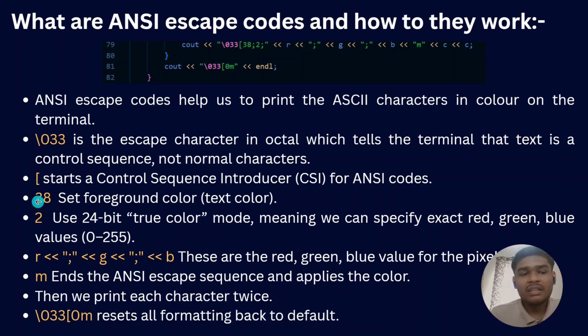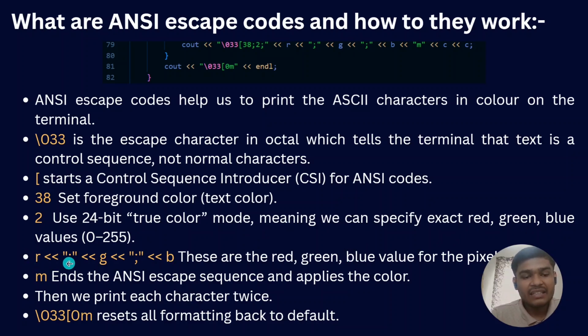Now this number 38 is again an escape code. We set the foreground color, that is the text color. Means it tells the terminal that we are setting text color. And you can notice here that each and every command is separated by a semicolon. Now this 2 tells the terminal that we want to use 24-bit true color mode, which means that we can specify exact red, green, blue values between 0 to 255.